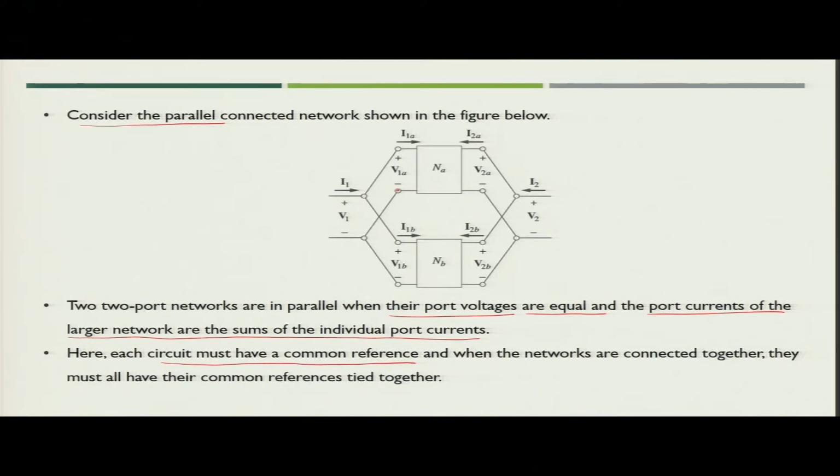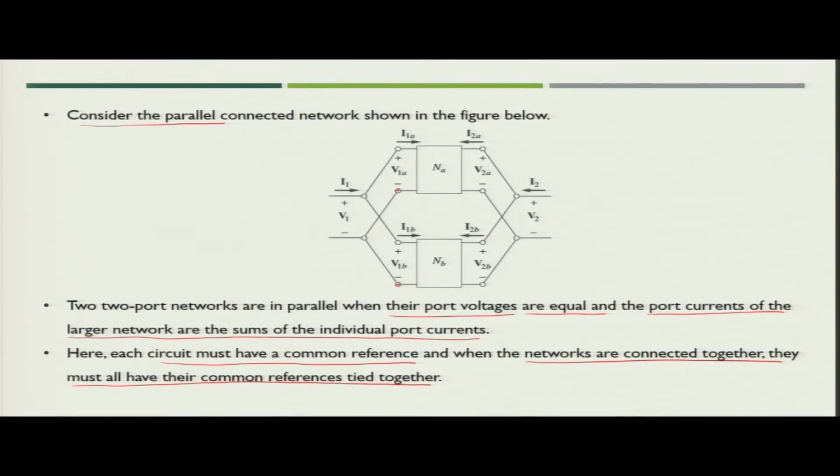In this case the circuit must have one common reference. So this is the common reference for both sub networks. We will connect them together so that we get the common reference of the overall network. So when you connect all of them in parallel, you tie the common terminals together so that the sub networks will be in parallel.